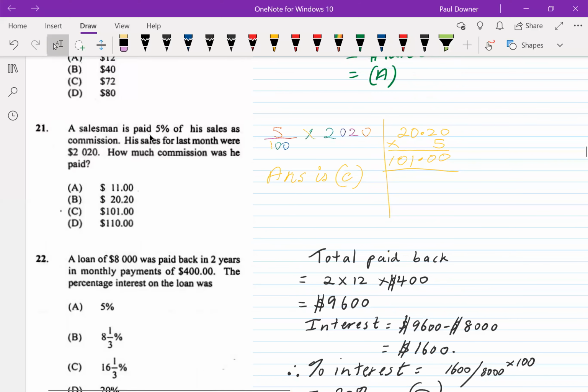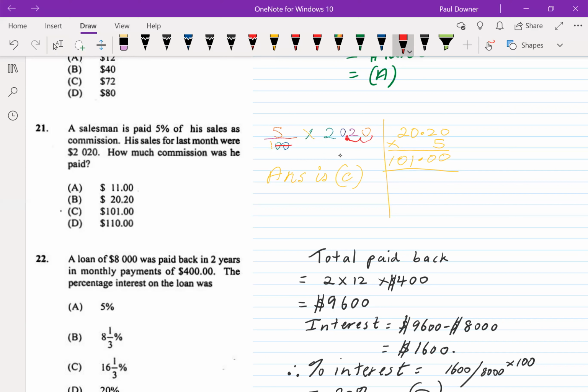21, a salesman is paid 5% of his sales as commission. His sales for last month were $2,020. How much commission was he paid? Well, 5% of this, all right? And if I divide the bottom here by 100, and I divide the top by 100, it means I must move the point two positions. If you're dividing by 100, you're going to move the decimal the number of zeros, which is two zeros, to the left, right? And that's how we end up with 20.20, right?